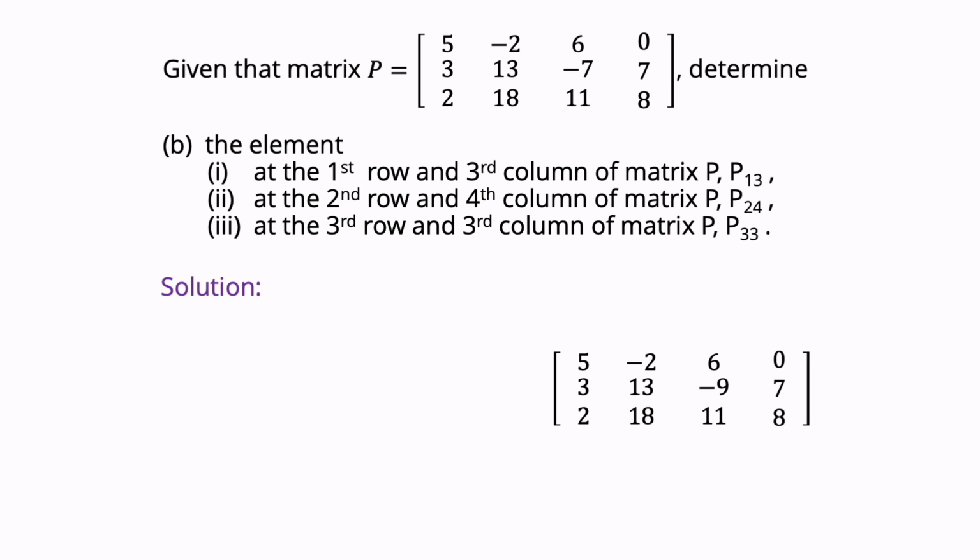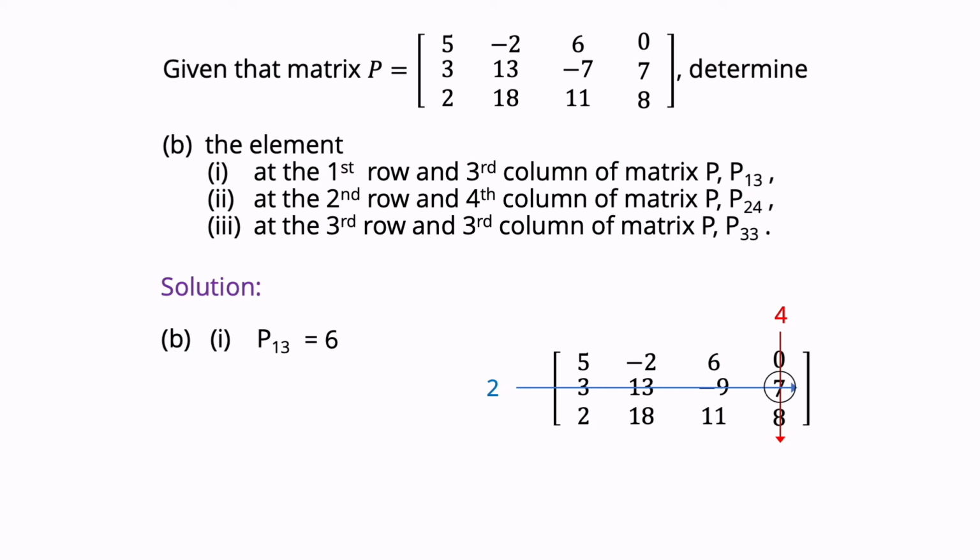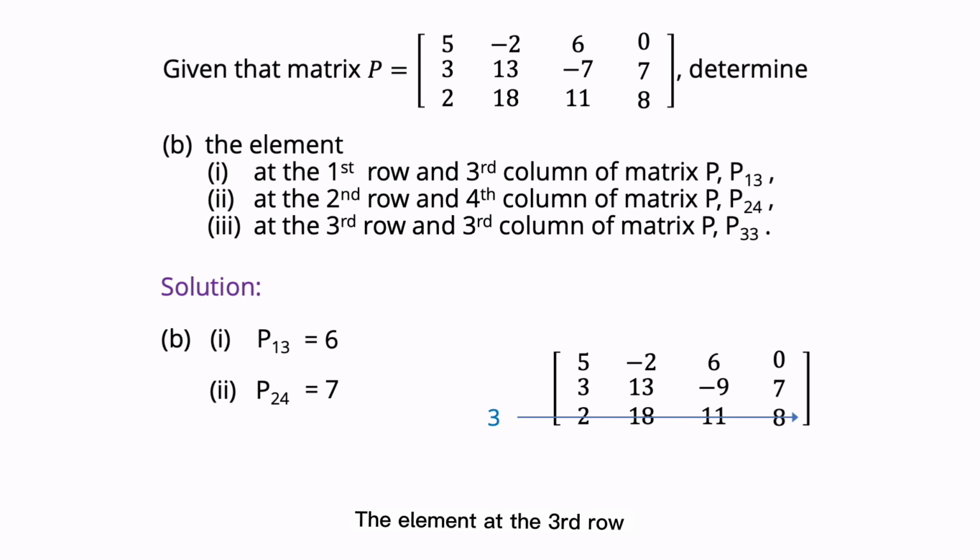For part B, determine the elements of the matrix P. The element at the first row and third column is 6. P13 equals 6. The element at the second row and fourth column is 7. P24 equals 7. The element at the third row and third column is 11. P33 equals 11.